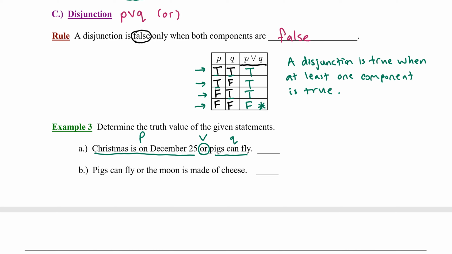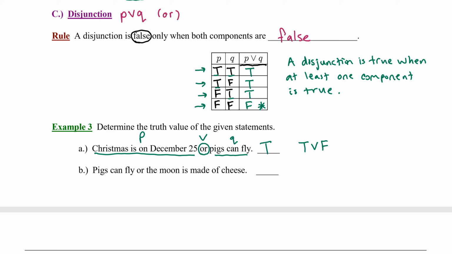Now, let's observe the truth values of each of those simple statements. Statement P, Christmas is on December 25th. Well, that's true. Statement Q, pigs can fly. Well, that's false. So we have statement P is true, statement Q is false. That's at least one true. So the entire statement as a whole is true.